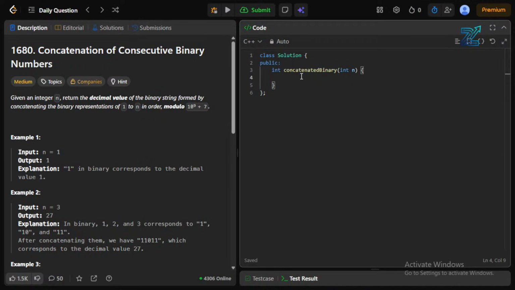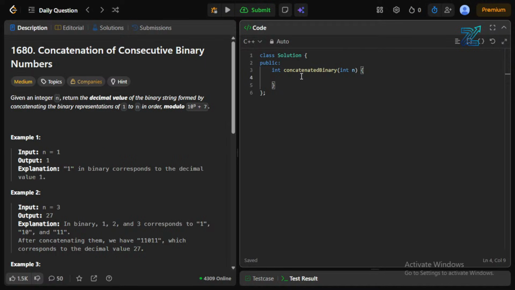So now in this video we are going to solve the daily problem of LeetCode, that is Concatenation of Consecutive Binary Numbers. So let us first see what the question says. There will be one integer n, and they ask for the decimal value of the binary string formed by concatenating the binary representation of 1 to n in order, right?